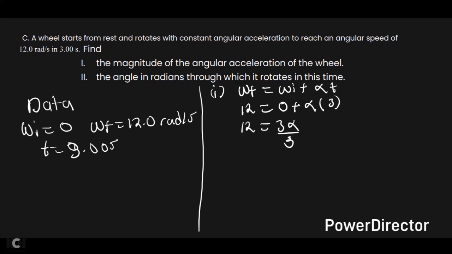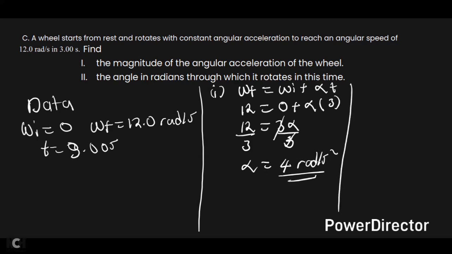divide by 3, divide by 3. Then what are you going to have? We are going to have 4 rad per second squared. So that's how you answer the first question.